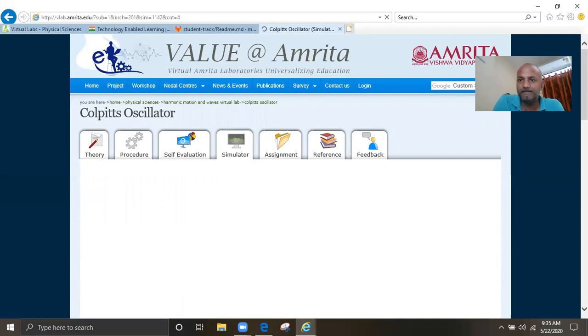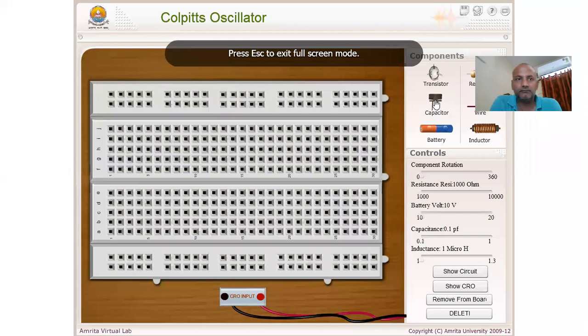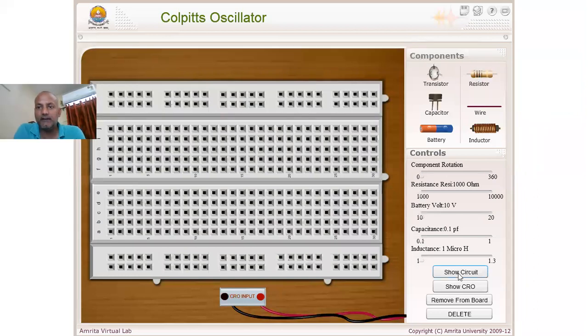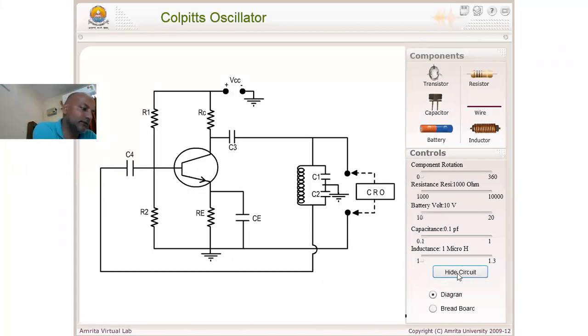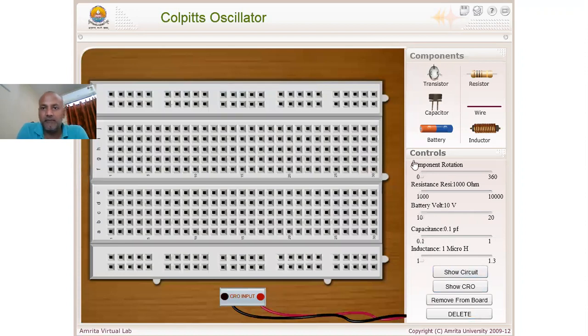Okay, here you can see the circuit. There is only one difference between yesterday's Hartley oscillator and the Colpitts oscillator: in the Hartley oscillator we use L1 and L2, two coils. Now we are using two capacitances C1 and C2. So let us make the circuit first. We are going to make the tank circuit by using two capacitances C1 and C2.